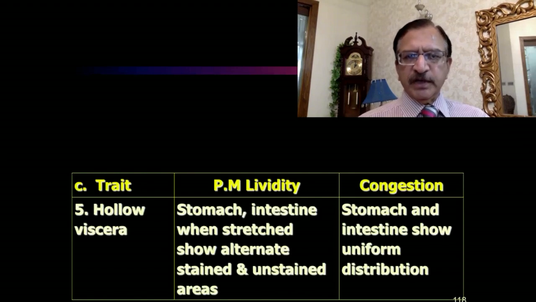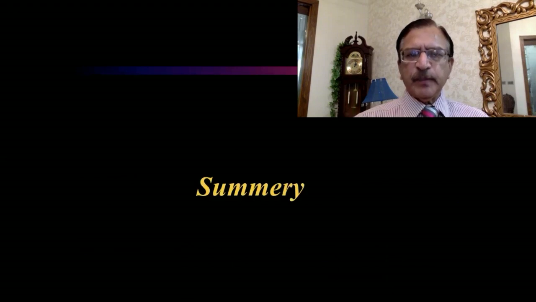In the hollow viscera, the postmortem staining will be developed on the dependent regions, and when the organ is stretched, it will be altered, because of the stretch the blood will flow, but in congestion there will be uniform distribution, and because of stretch it will not alter its state or position.